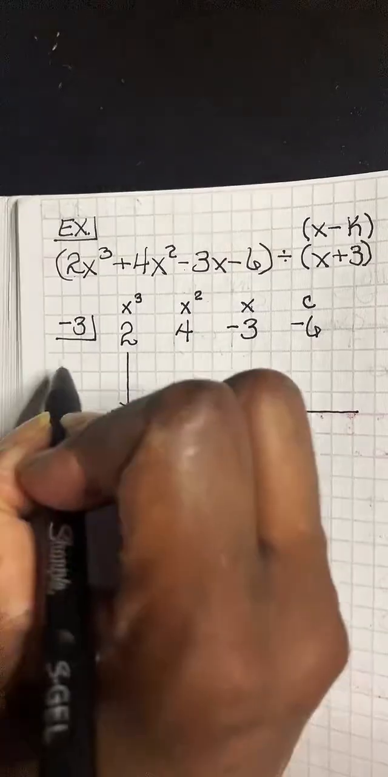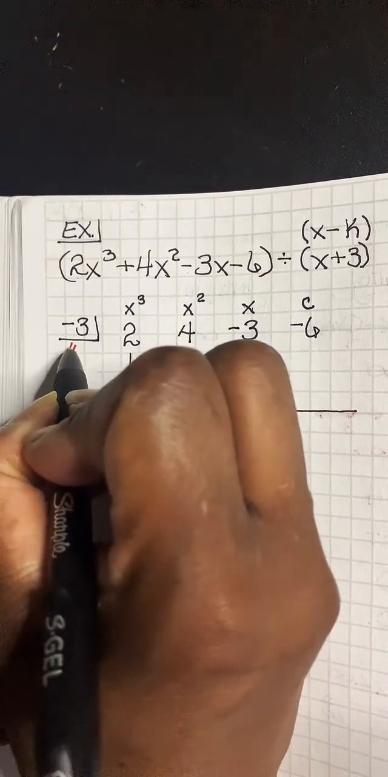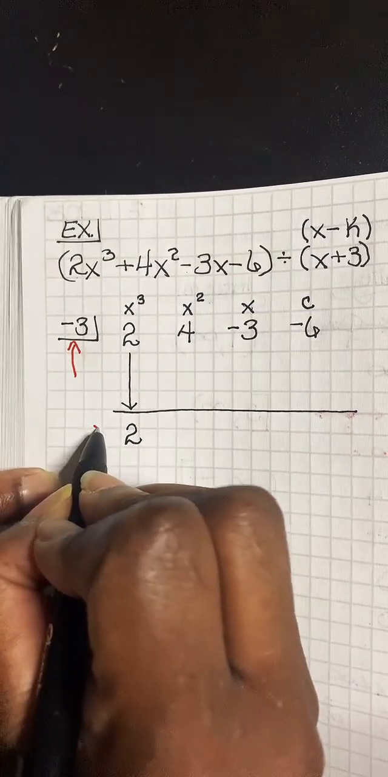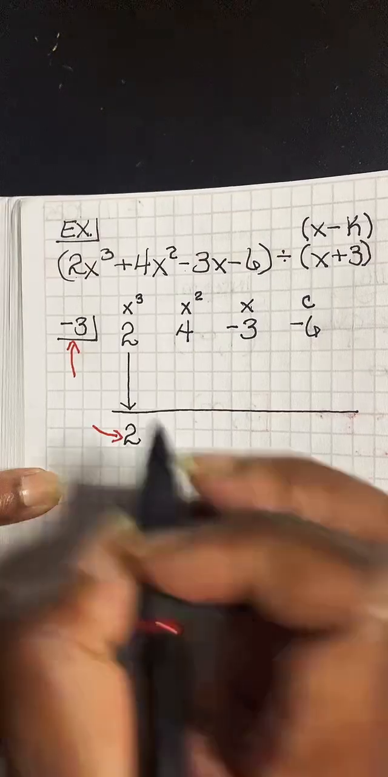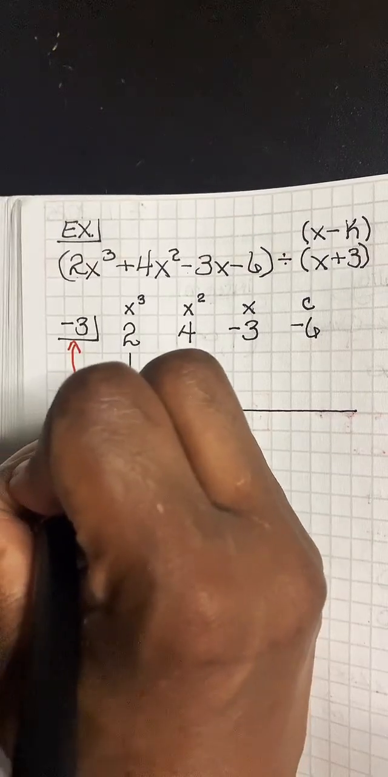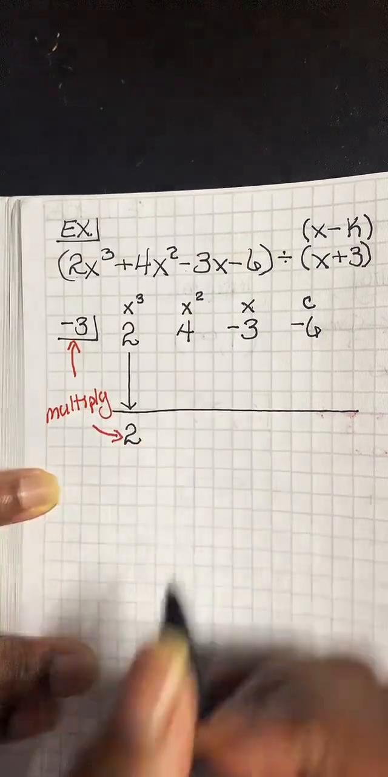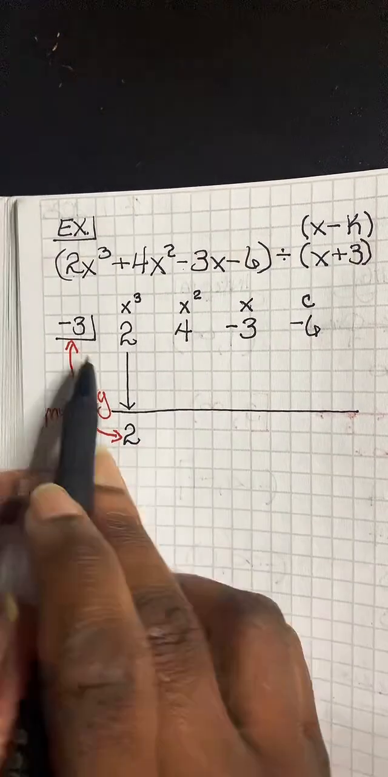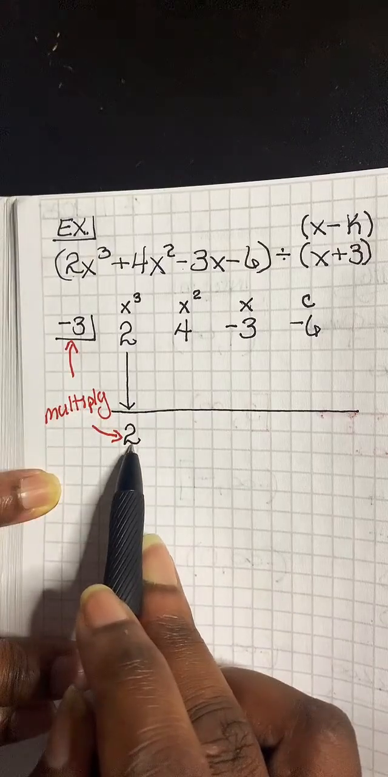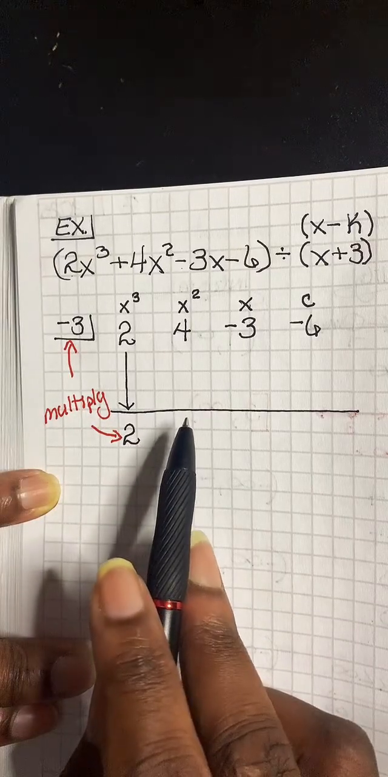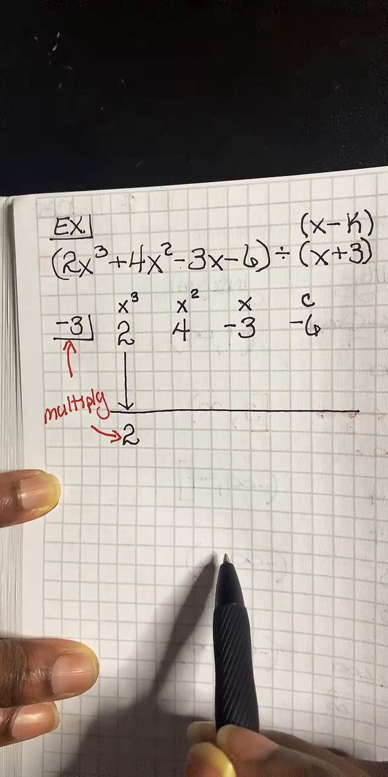So as you recall, we're going to take our divisor, we're going to take our term, and we're going to multiply. So negative 3 times 2 gives me what?